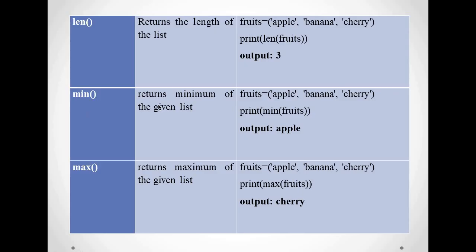Next method is minimum. It will return the minimum element in the tuple. Here in this example, the minimum value in the fruits is apple. How does it calculate which is minimum and maximum? It uses the ASCII code of the characters to find the maximum and minimum. And the next method is maximum. It will return the maximum value in the given tuple. In this given tuple, the maximum value is cherry. So as I said earlier, it will calculate the maximum and minimum using the ASCII code of each character.